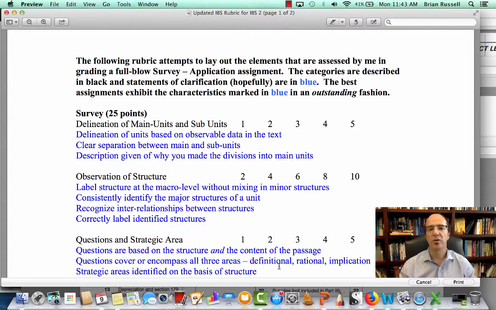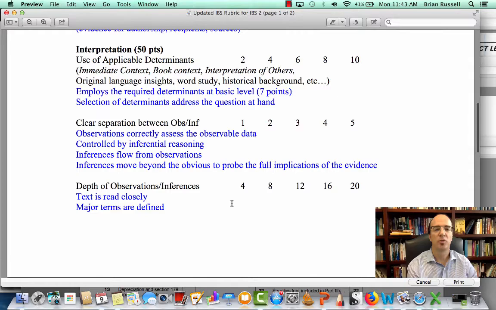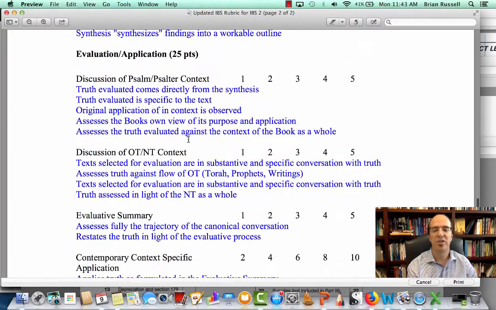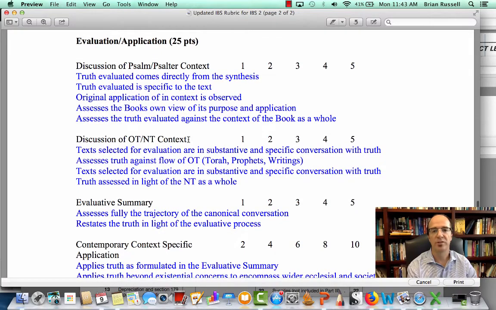I want to go over with you a rubric that I'll be using to grade our papers for the rest of the semester. This shows the full IBS process from survey to interpretation to evaluation and to application, and lists some of the things that I'm going to be looking for specifically. In the survey, I want you to note that it's going to be worth 25 points. The interpretation will be worth 50 points, and the evaluation application will be worth 25 points.